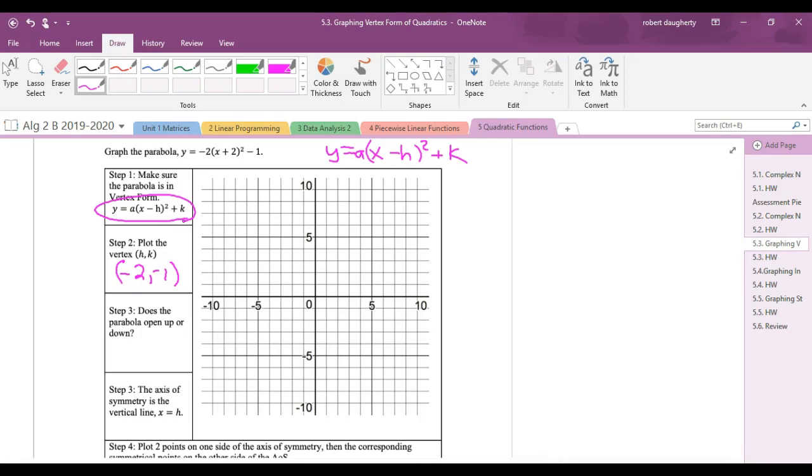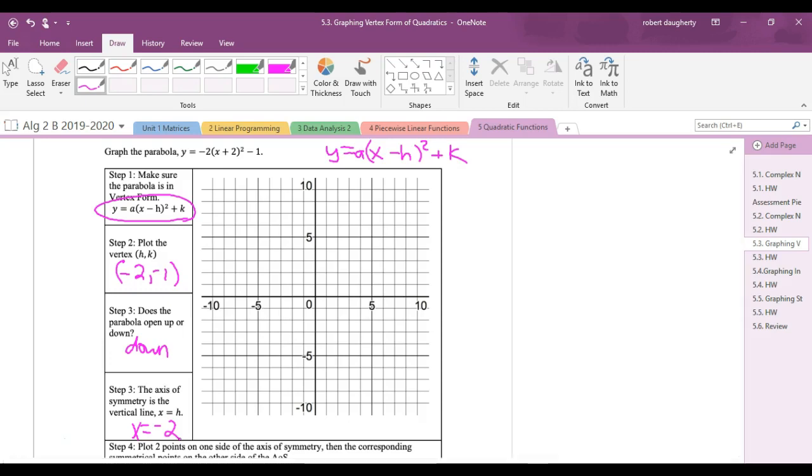Does this parabola open up or down? It opens down, because of the negative in front. What is the axis of symmetry? x equals negative 2. It's the equation of a line. x equals negative 2.